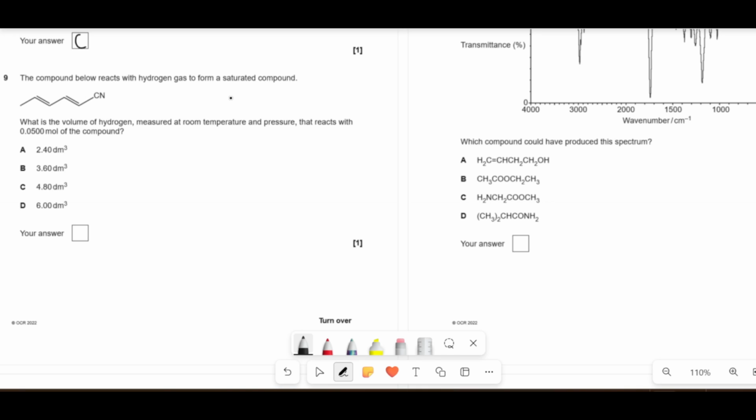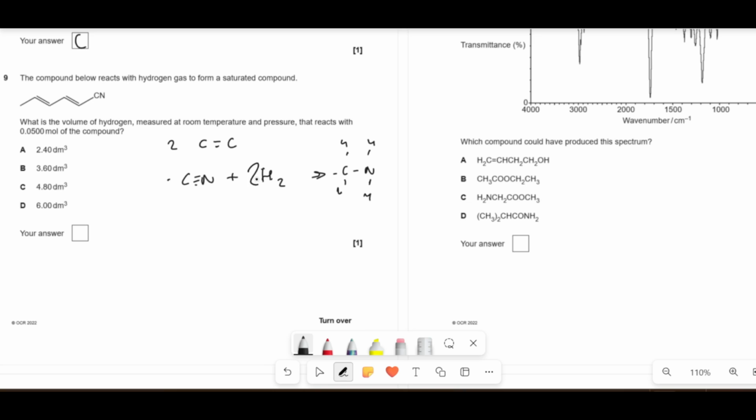You need to look at everything in this and see what could react with that. So there's 2 alkene groups. We've got 2 lots of the C double bond C's there, right? Those will react with hydrogen, but there's also this nitrile group here. Nitriles will react with H2, and you'll get CH2NH2. You'll get an amine from it.